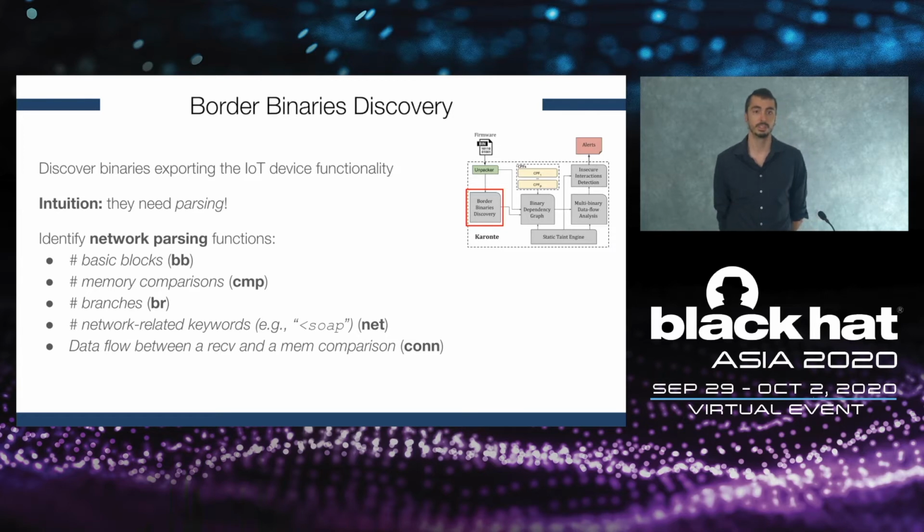They must receive data from the network, and they must contain capabilities to parse this data. To find these binaries, we look for these two capabilities, and we scan each function of each binary in the firmware and collect 5 different features: the number of basic blocks, the number of memory comparisons, the number of branches, the number of network-related keywords. We look for keywords such as SOAP, HTML, HTTP, and so forth. And then we check if there exists a data flow between a read from socket and a memory comparison.